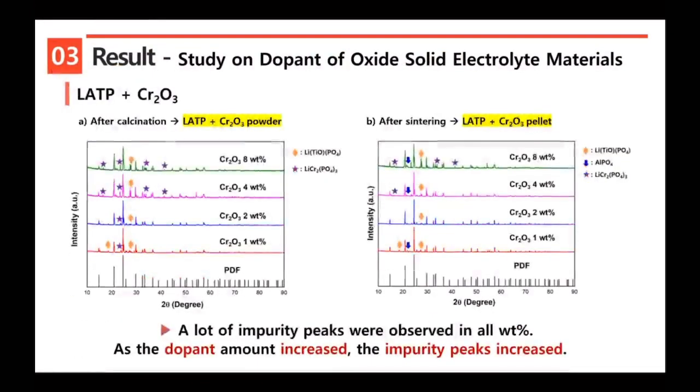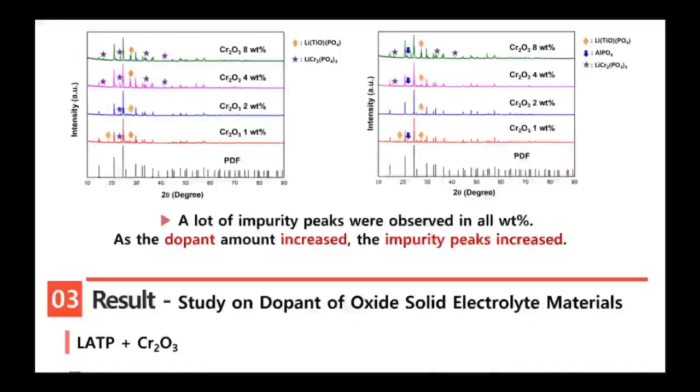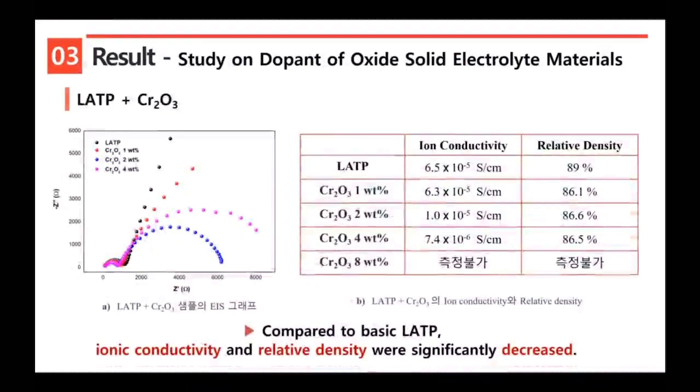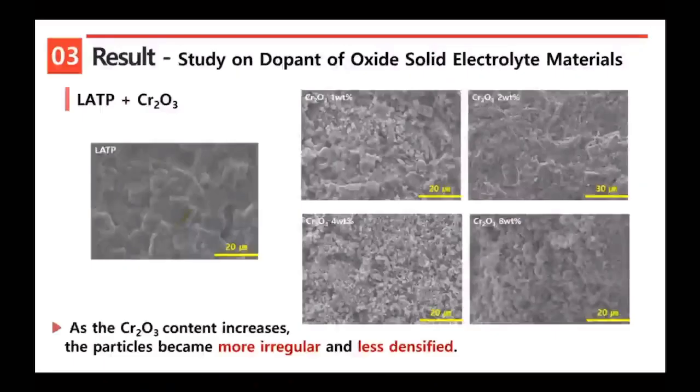Second, in LATP with chromium added, you can see that a large amount of impurity peaks are observed in both the XRD of the powder after calcination and the XRD of the pellet after sintering. This means that high purity synthesis has not been achieved. It can be seen that the ionic conductivity and relative density are also much lower compared to the basic LATP. Looking at the SEM, chromium-added LATP did not properly produce cubic-shaped particles, and impurities were created, resulting in poor ionic conduction or no measurement at all.